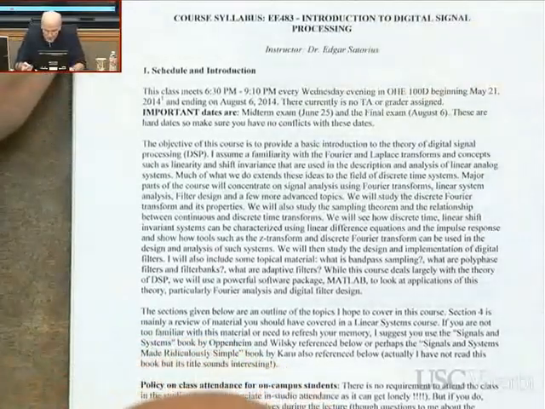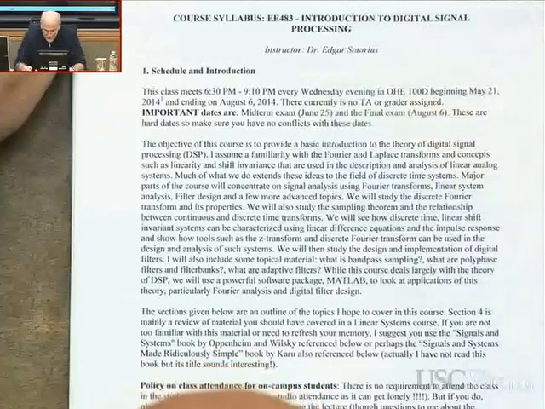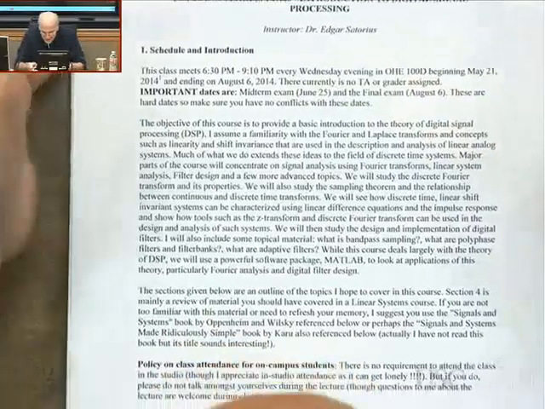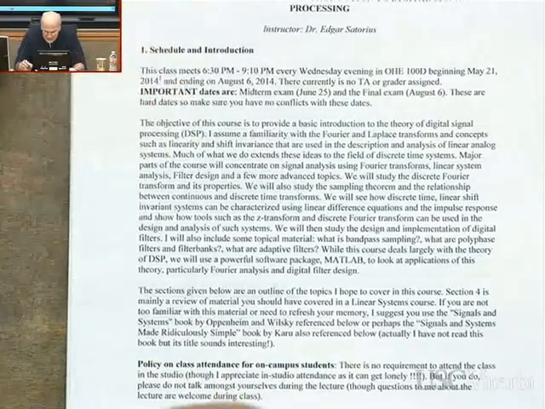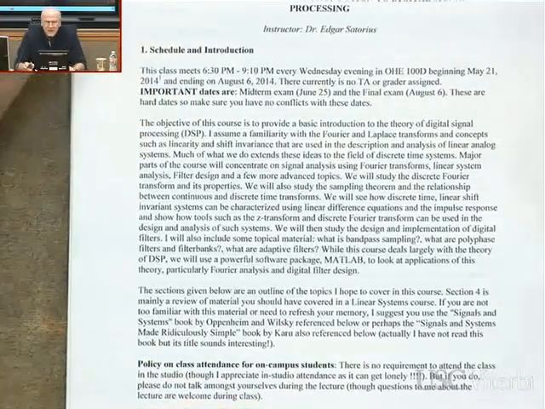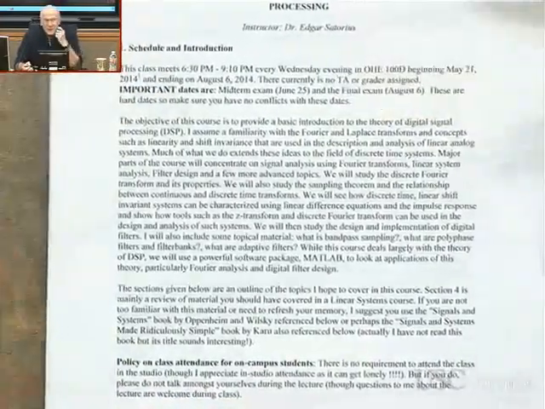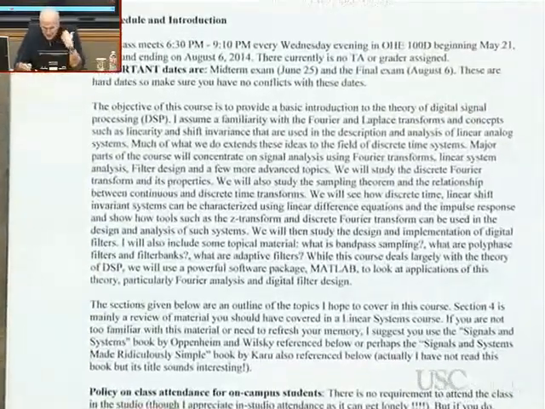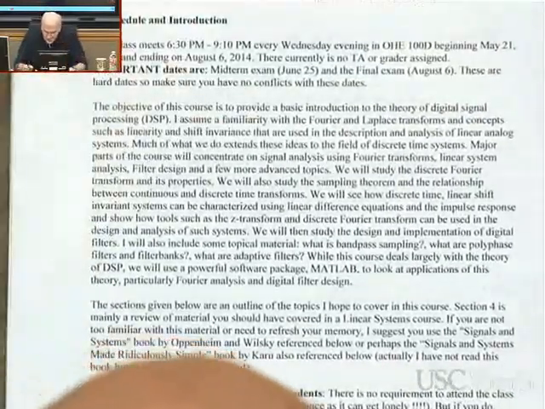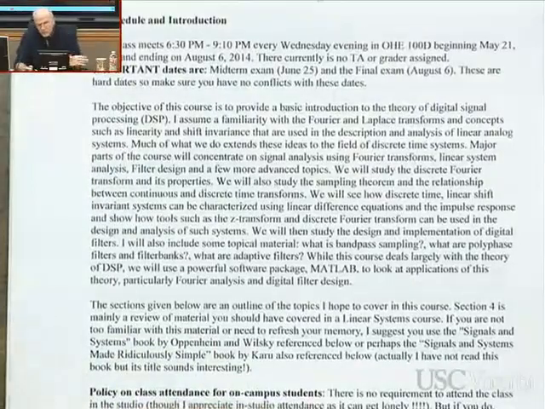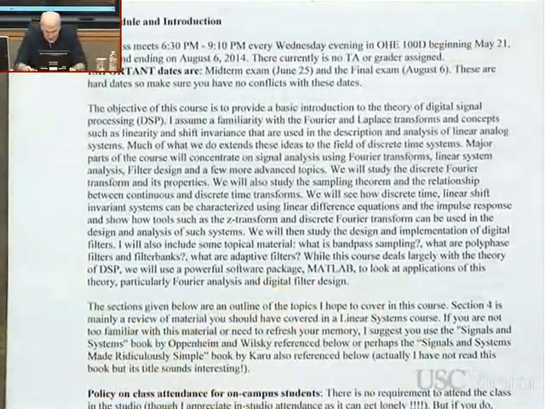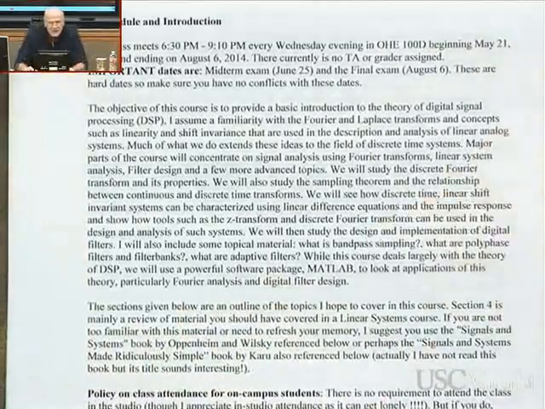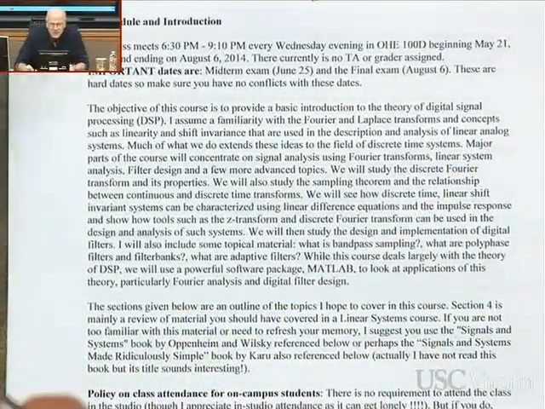Here are some important dates for you. The midterm exam is going to be June 25th. That's about the sixth class in, which I usually find to be a convenient time to cover the first part of the course. And then the final, which will cover only the second part of the course, will be August 6th. These are hard dates, so make sure you have no conflicts with them.